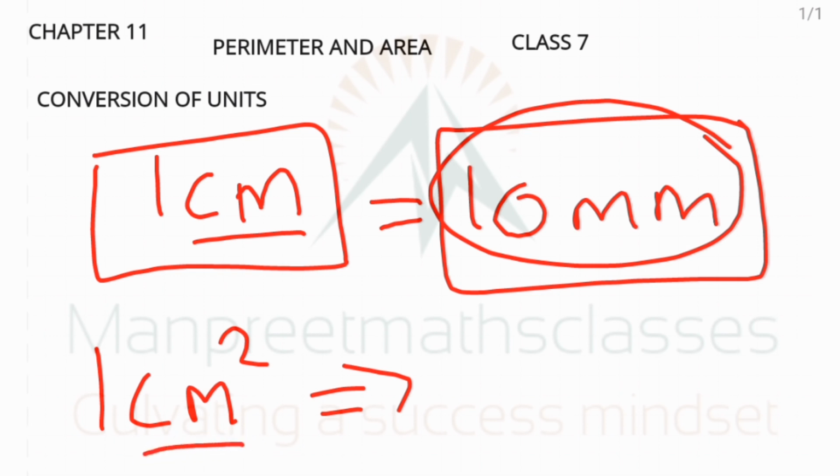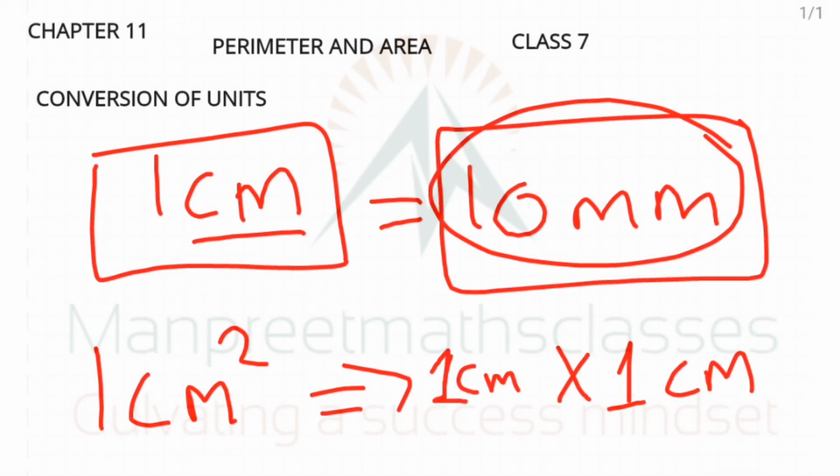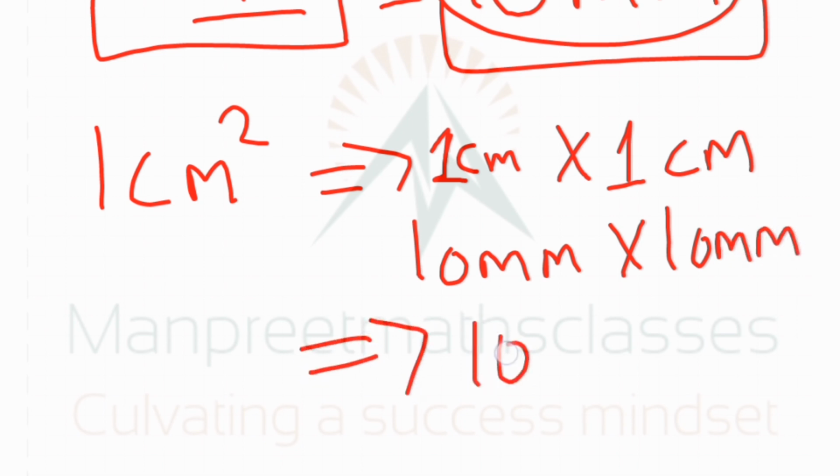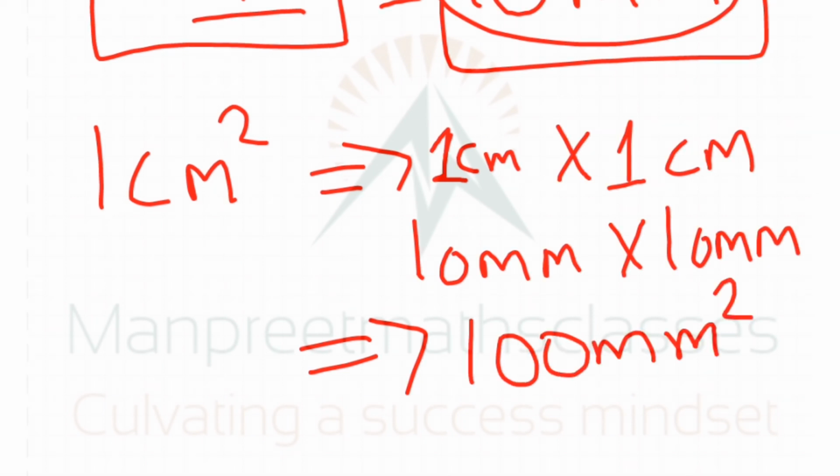So the value of 1 centimeter square means 1 centimeter into 1 centimeter. The value of 1 centimeter is 10 millimeter, so 10 millimeter into 10 millimeter means 100 millimeter square. So this is how we convert one unit into another unit. Now our next topic is application. This topic we will study while solving the questions, that is, how we apply the conversion of units.